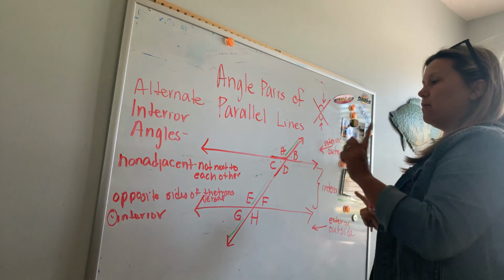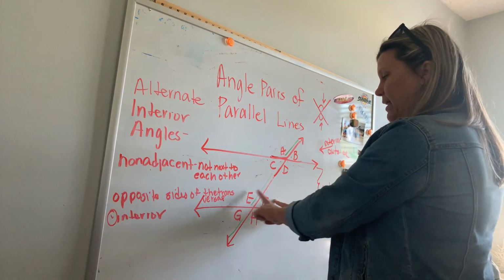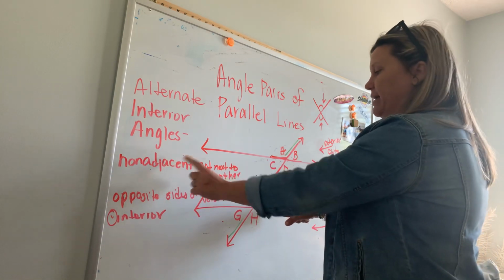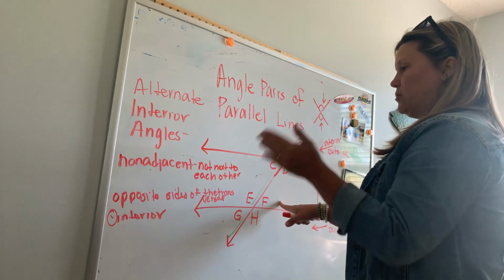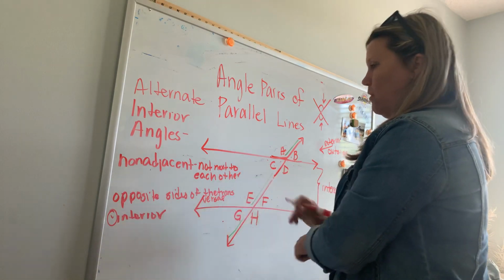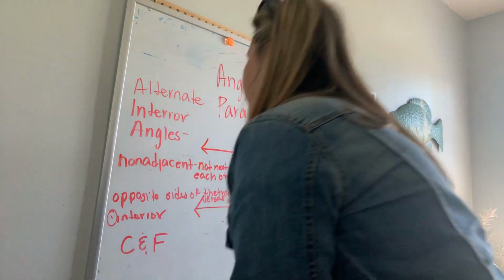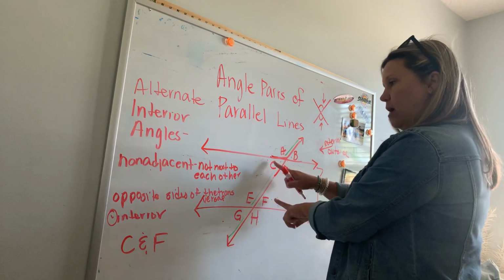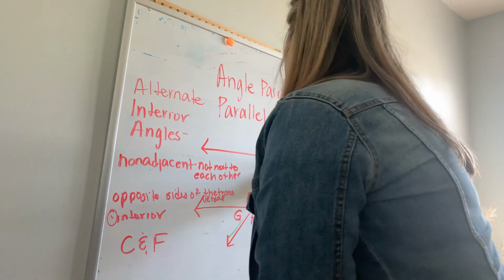Next, let's go up. They're on opposite sides of the transversal. So E and F are on the opposite sides of the transversal, but they're not allowed to be next to each other. See how E and F are next to each other? They are not allowed to be next to each other. They have to be right here. C and F are alternate interior angles because they are on the inside, they are not next to each other, they are on opposite sides of the transversal. And then you can see that D and E are too.